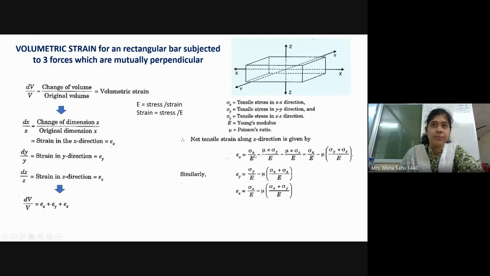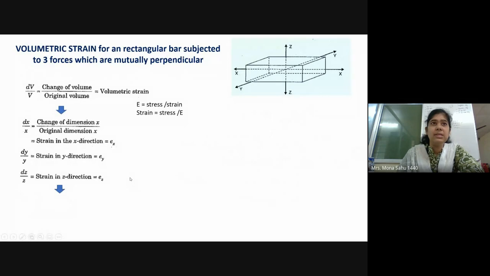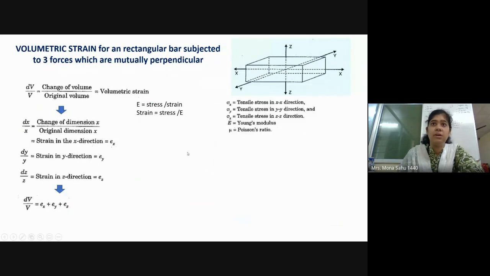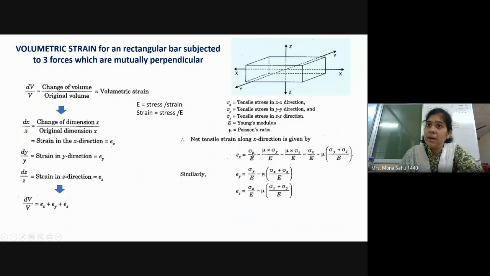Got it? Okay. So in the previous slide, we wrote it as dl by L directly. Basically, we are calculating the longitudinal strain here. But we can also write it as sigma x by E, stress in x direction because of load x, by E, minus, how did this come? Mu into sigma y by E minus mu into sigma z by E.